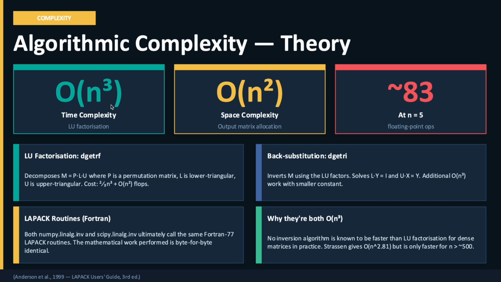Here's the critical point. Both libraries ultimately call the same LAPACK library for the LU factorization. The mathematical work performed is bit for bit identical. There is no difference between NumPy and SciPy calls. This means the 1.5 times speedup we cannot explain by algorithm differences. This must come from the Python layer above LAPACK wrapping the code. That's exactly what we'll explore in the next slide.